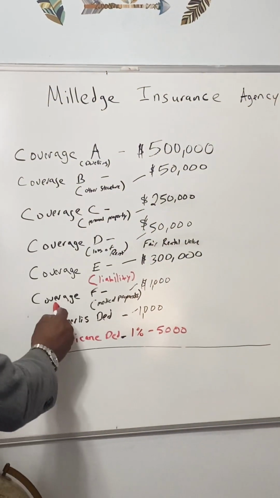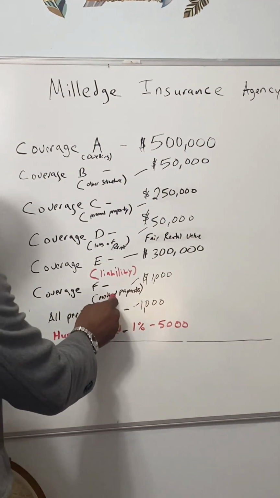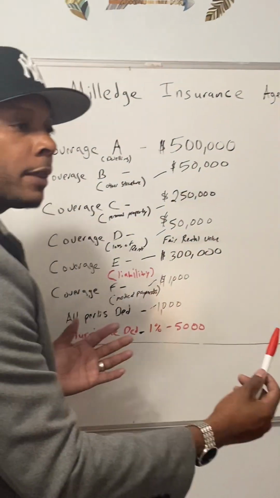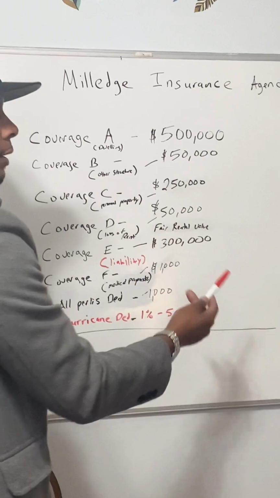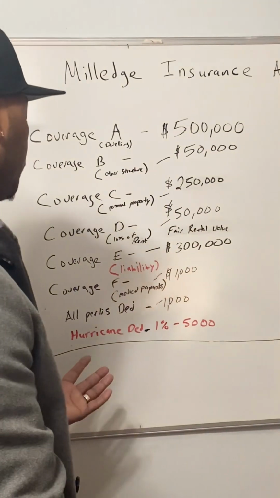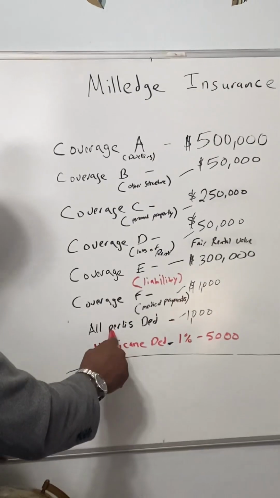Next, we have what's called coverage F. This is for medical payments. This is for little minor injuries. If anything's more than that, then your liability will kick in. And your liability, again, is going to protect you in the event that someone slips, falls, injures themselves, and tries to sue you.